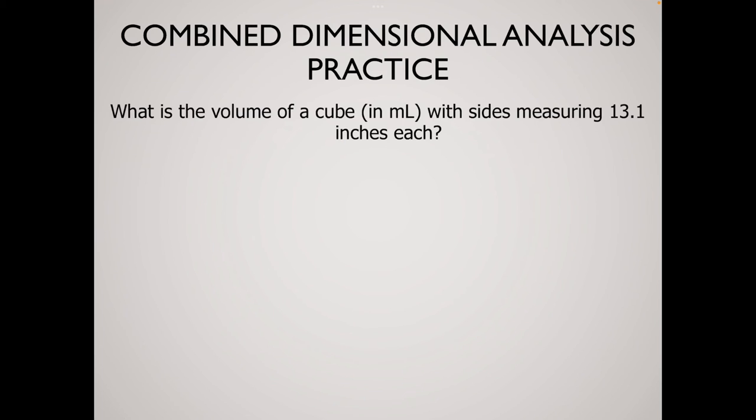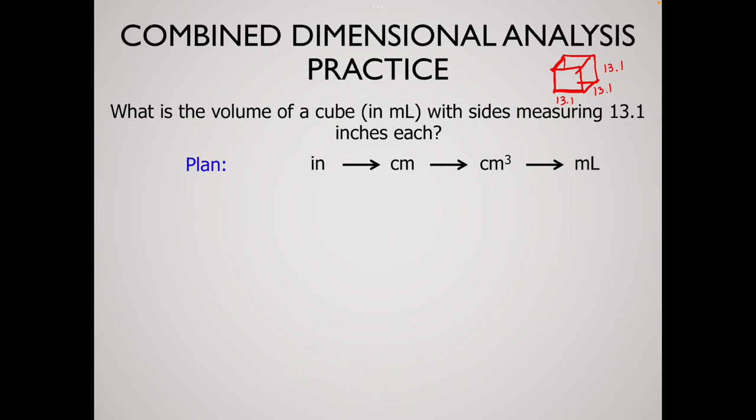So this says, what is the volume of a cube in milliliters with sides measuring 13.1 inches each? So essentially, we have a cube. Okay, you'll have to excuse my drawings, but here's our cube. And we're saying that each side is 13.1 inches. Okay, and I want to know the volume of this cube in milliliters.